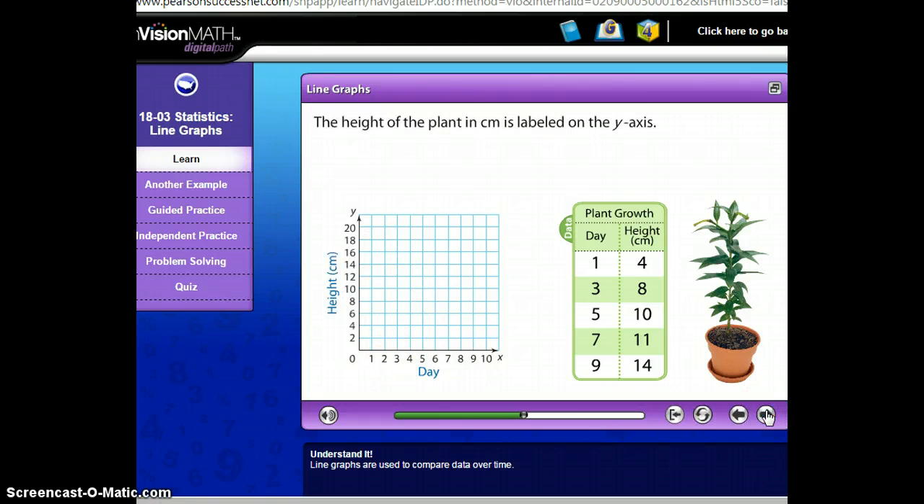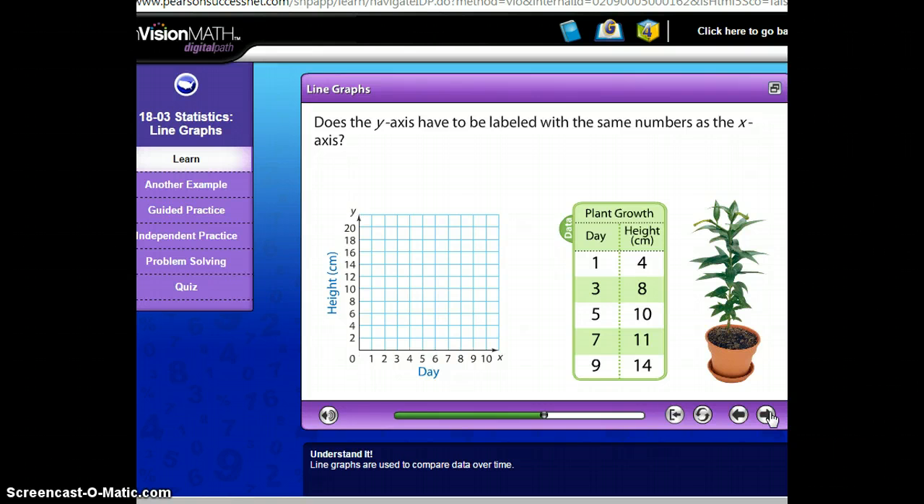The height of the plant in centimeters is labeled on the y-axis. Is it important to number the x-axis showing equal amounts of increase? Yes, if you do not number it evenly, the graph will not look correct. So you have to have equal increases, which means your intervals need to be all the same. So I can't say 1, 2, 5, 7, 10. If you're going in intervals of 1, then it needs to be intervals of 1 all the way through. Intervals of 2, it needs to be intervals of 2 all the way through.